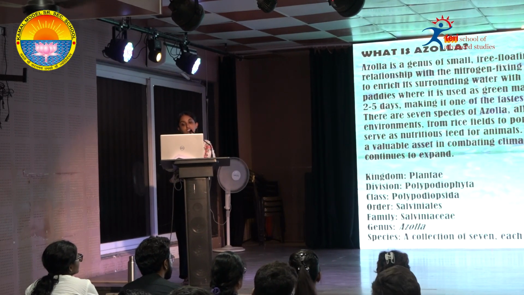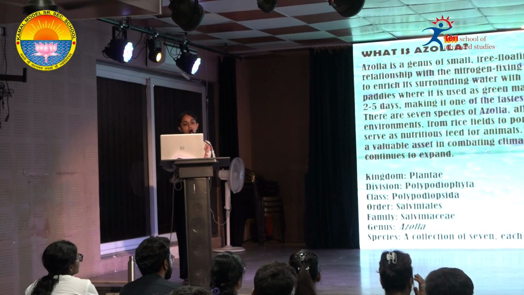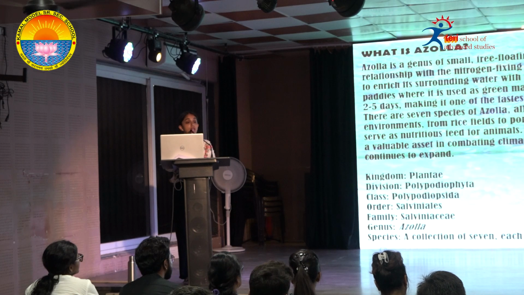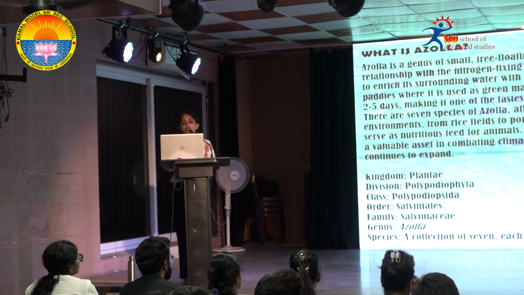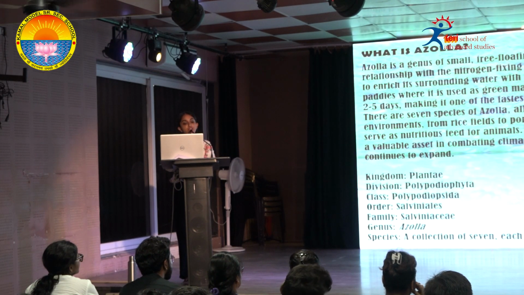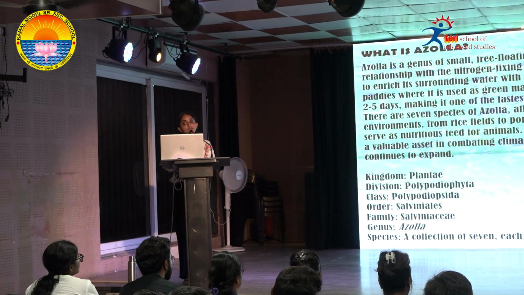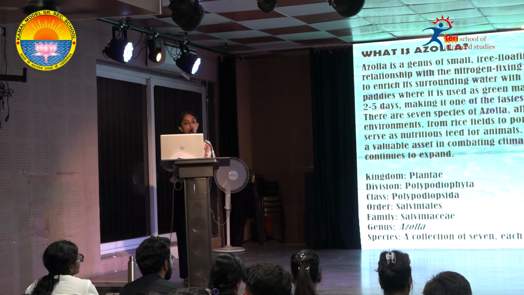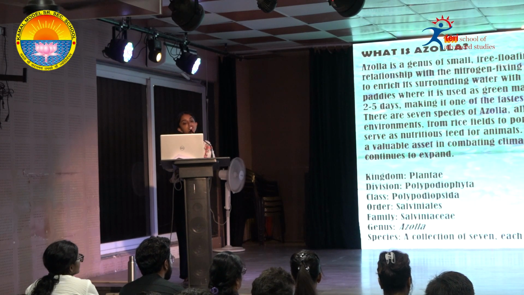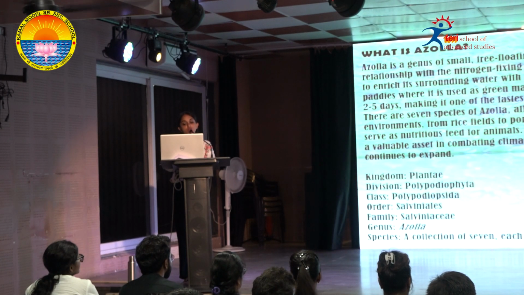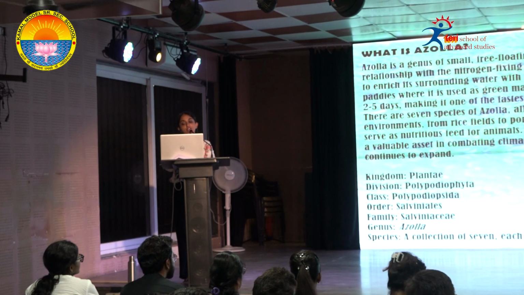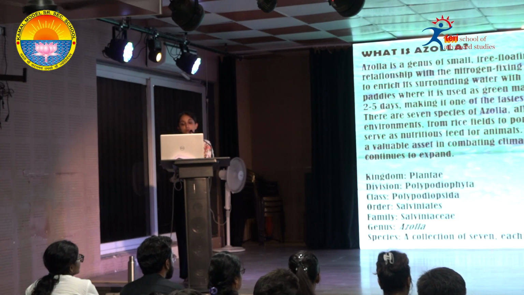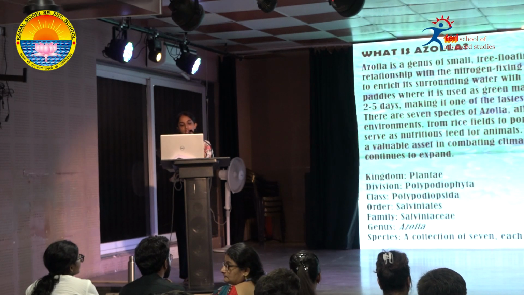Azolla's fast growth rate allows it to double its biomass in just 2 to 5 days, making it one of the fastest growing plants. There are 7 species of Azolla, all of which work with Anabaena to thrive in various aquatic environments, from rice fields to ponds. They are not only efficient at fertilizing these habitats, but also serve as nutritious feed for animals. Moreover, Azolla's ability to absorb carbon dioxide rapidly makes it a valuable asset in combating climate change and supporting food production as the world expands too.